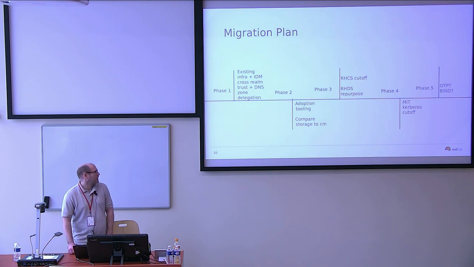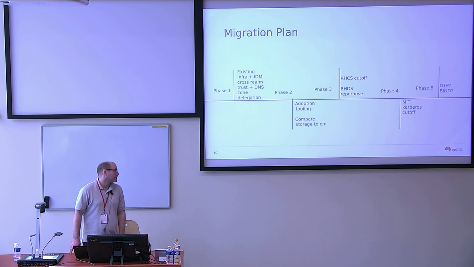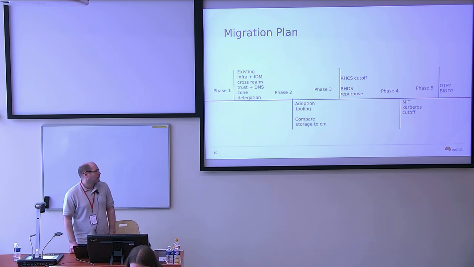Phase three is going to be cutting off RHCS. That's going to be the easiest thing for us to kill, because basically people are just using it to cut certs, whether that's server certs or client certs. And all we have to do is convince folks to start doing those same actions through the IPA CAs.